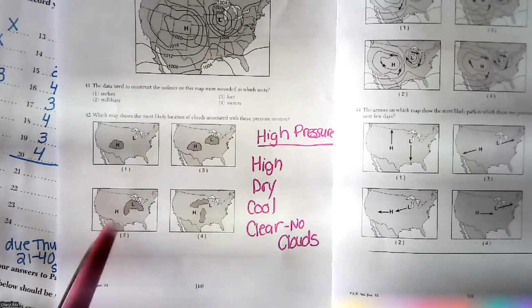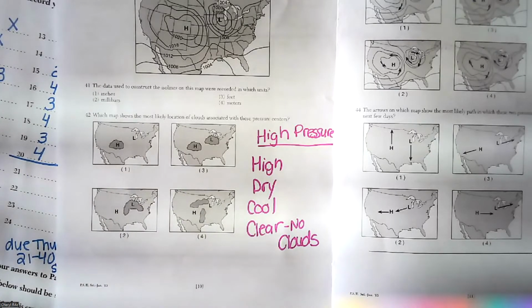Now, would you have known they were that shape? No. Did you have to know they were that shape? No. You just needed to know that high pressure is clear, low pressure is cloudy. Any more?